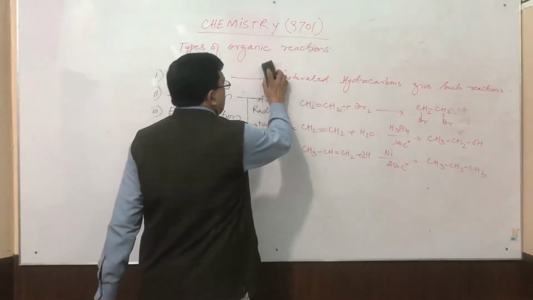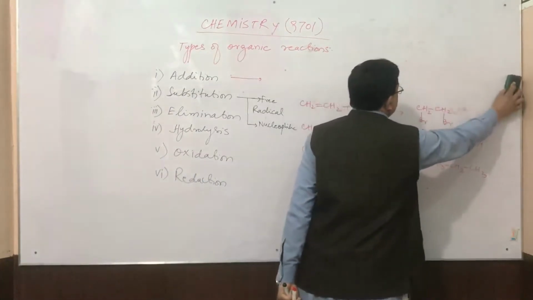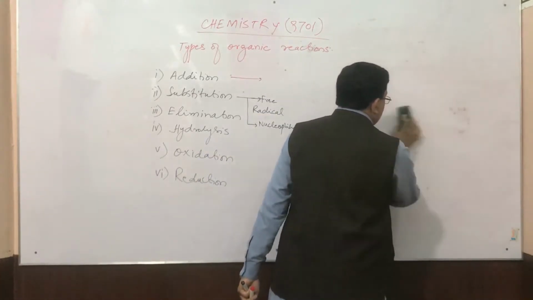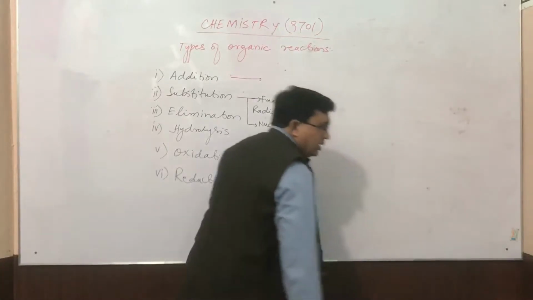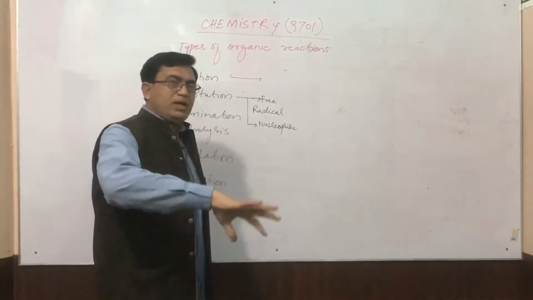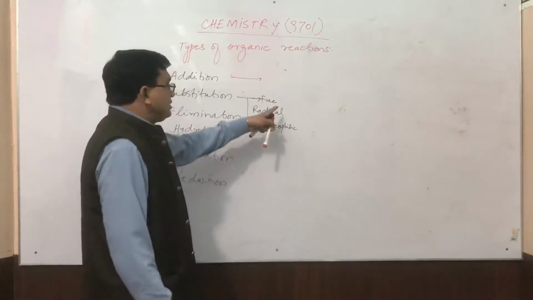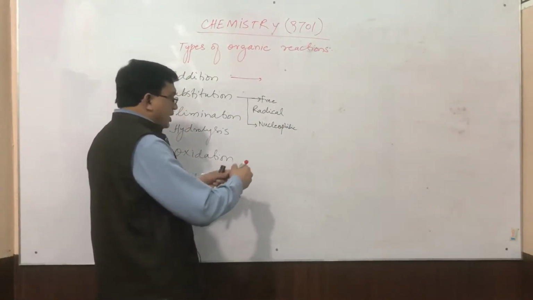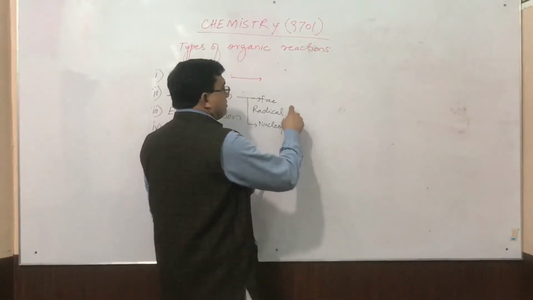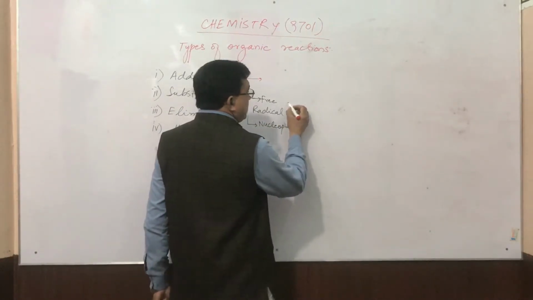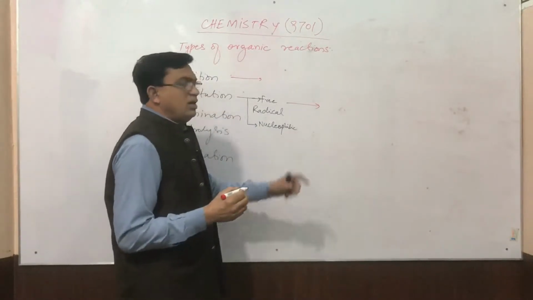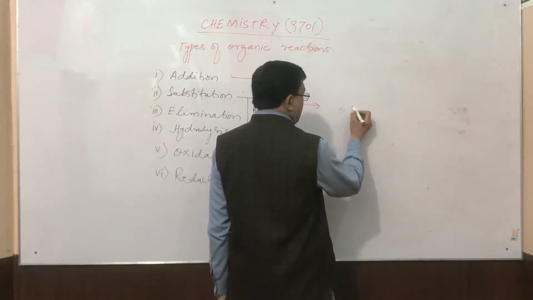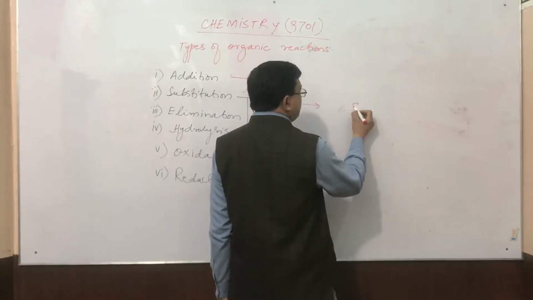Now next is substitution reaction. Substitution reaction means if some atom from a molecule is replaced by another, that is called a substitution reaction. There are two types of substitution: free radical substitution and nucleophilic substitution. For example, free radical substitution is performed by alkanes.